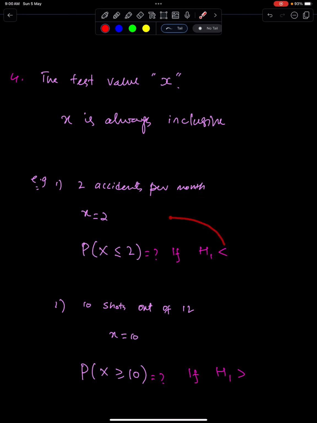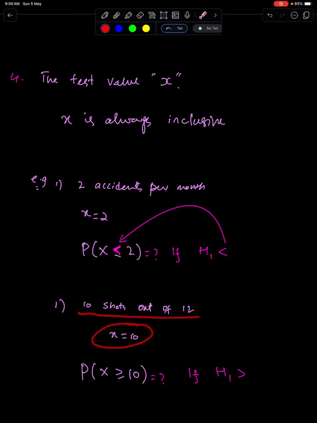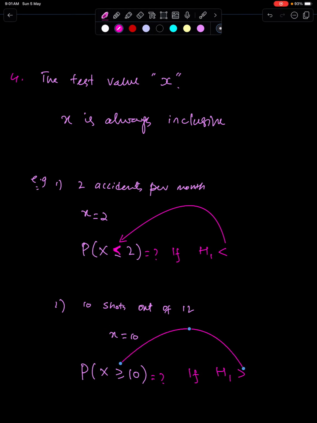Remember, we always have this sign here. Whatever the sign of H1 is, we copy that sign here and we write equal because X is inclusive. For example, there are 10 shots out of 12, so X is 10, N is 12 of binomial, and if H1 has a greater sign, then we must have greater sign here. And this equal is for inclusive. So we would find this probability X greater than or equal to 10. So the sign of X depends on the sign of H1.